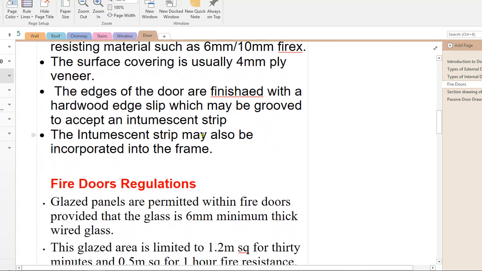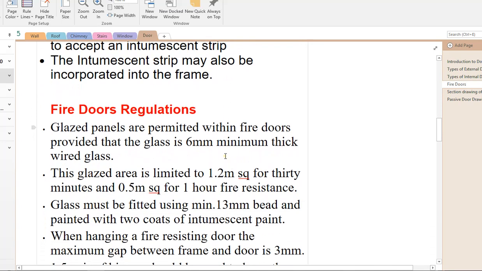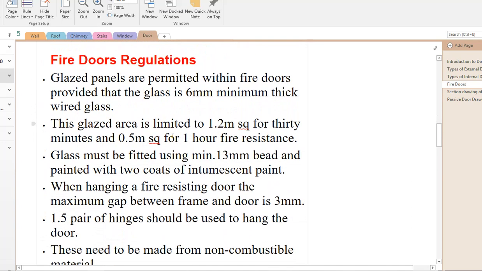Now the intrusion strip is either placed in the door, and we'll have a look at a photograph of that, or it's put into the door frame. The next thing about fire doors is that glazed panels must have a minimum of 6 mil thickness of glass, and it has to be wired glass. So if you look at a fire door and want to identify it, if there is wired glass in it, there's a good chance it is a fire door.